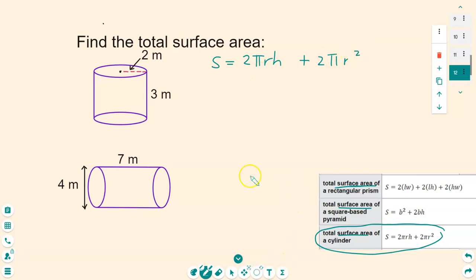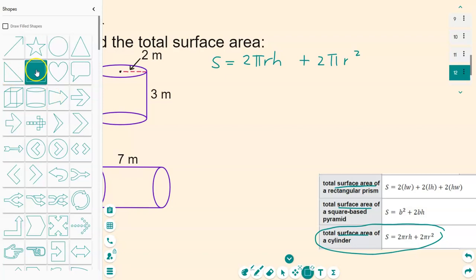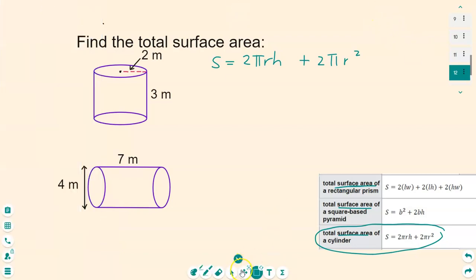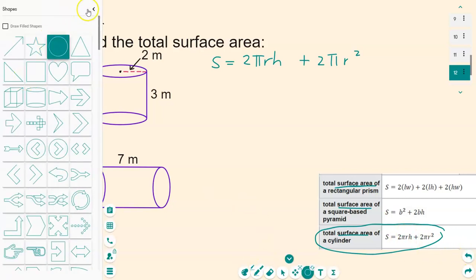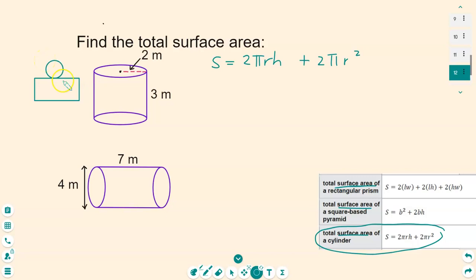And maybe it is time to just do a little net just to convince ourselves. I'm going to put the net over here. We'll have a circle. And we'll have another circle. And we know, so we're just unwrapping this can. It's got a top and a bottom. It's 2 meters there.